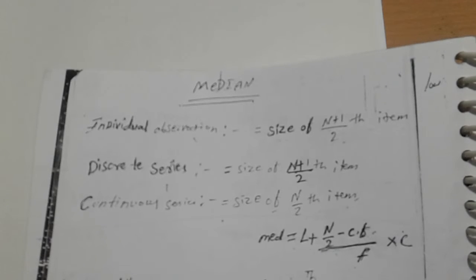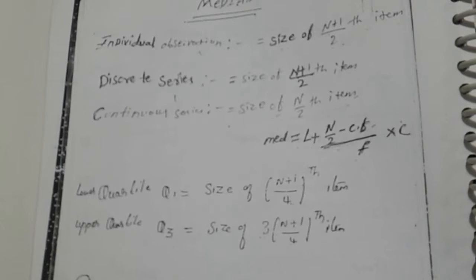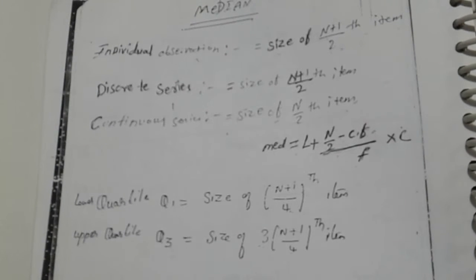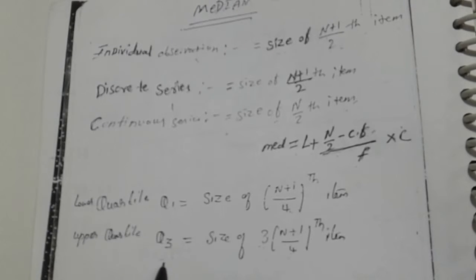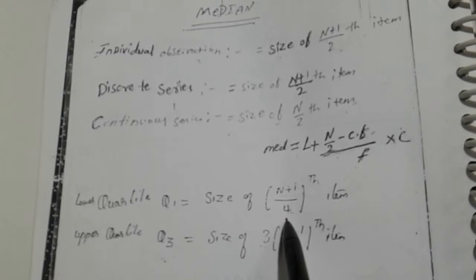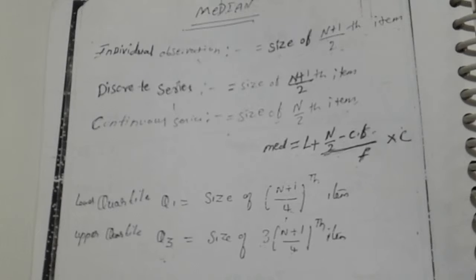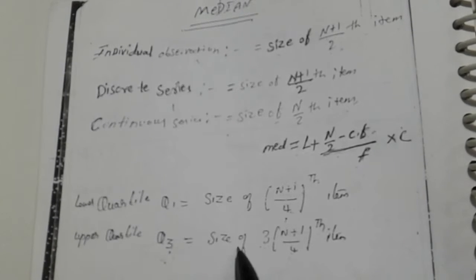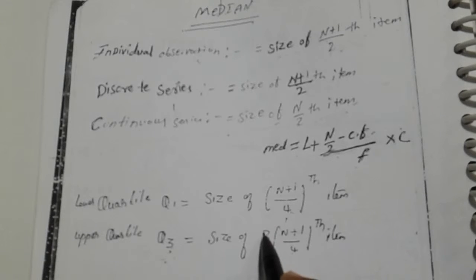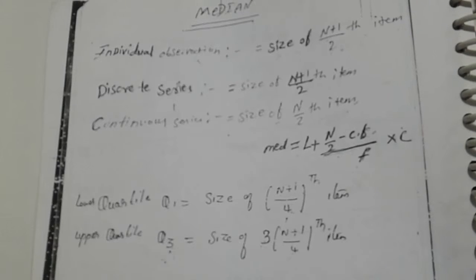But if quartile and decile are given, quartile means quarters, like lower quartile Q1 and upper quartile Q3. Size of (n plus 1) divided by 4. Quarter is 4, that's why we divide by 4. Quarters are 4: first quarter, second quarter, third quarter and fourth quarter. That's why Q3 means 3 should be outside, for the upper quartile: 3 times (n plus 1) divided by 4th item.